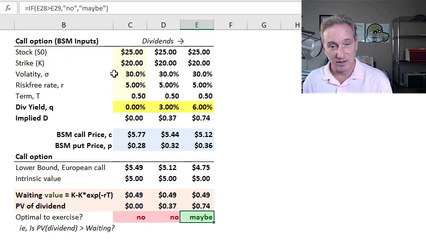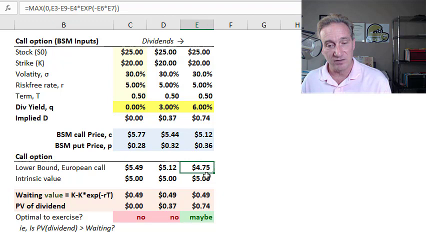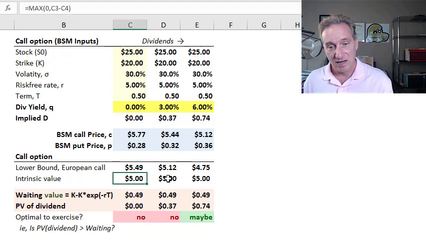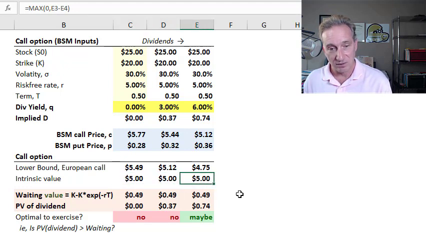So this is a call option that is in the money because the stock price of 25 is above 20. It's in the money, but it's an option on a non-dividend paying stock. And then I increase the dividend yield. Here I price the option, and then here we have the lower bound per formula as I reviewed in a previous video, and then the intrinsic value. And as I said, this is an in-the-money call option with intrinsic value of $5.